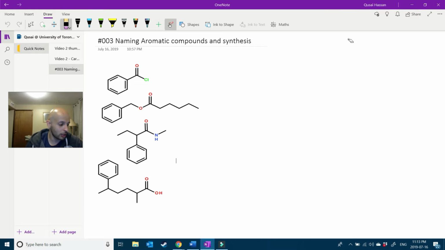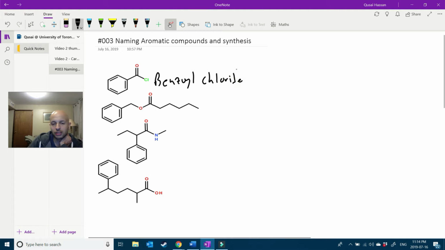So we're ready to begin. Let's start naming this first compound here. We're going to name all four of these compounds, so we're going to start with this one. This compound here is probably one of the compounds that you should just memorize. We have a benzene and we have this acyl halide group, so we would refer to this as benzoyl chloride. It's one of those compounds like toluene, aniline that I would just remember by memorization.